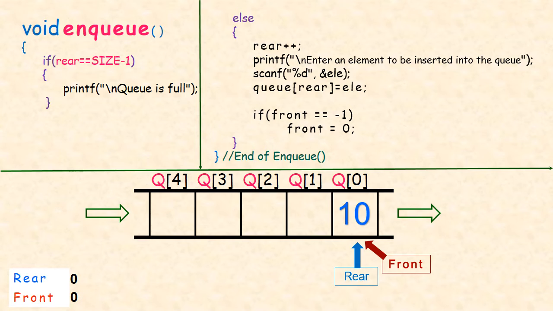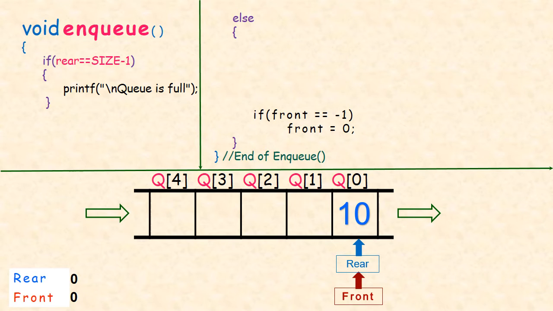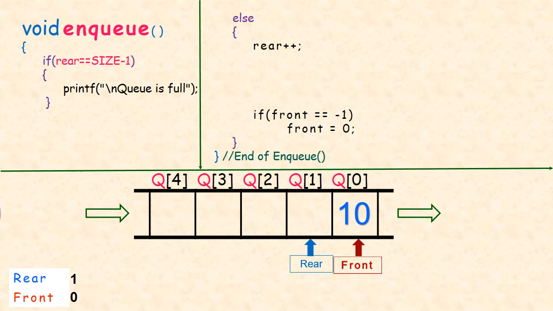Now I want to insert another element, that second element. So what will I do? See this, front and rear are pointing to the first position of the array. Now I am incrementing the rear so that the rear value will become 1. When rear is 1, I will read an element into a variable ELE, and I will place that value in the queue.